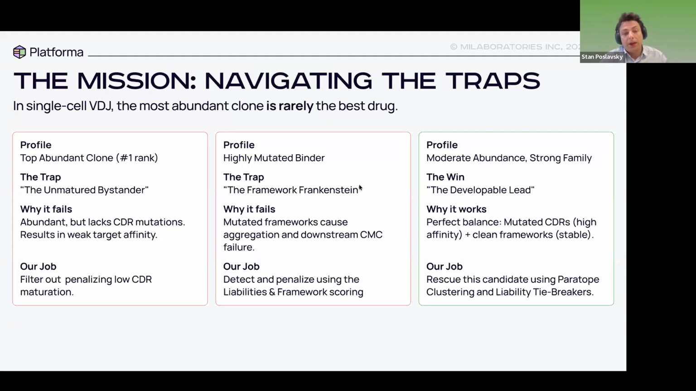So another problem is the mutations in the frameworks. One of the things we also need to take into account is that the immune system doesn't care about our downstream manufacturing ability. So the mutations may happen in the frameworks and they may destroy the developability. So our goal will be to find the moderate abundance, strong family, and select the perfect leads with a perfect balance between the mutations of the CDRs, clean frameworks, rescue candidates, diverse and free from liabilities.